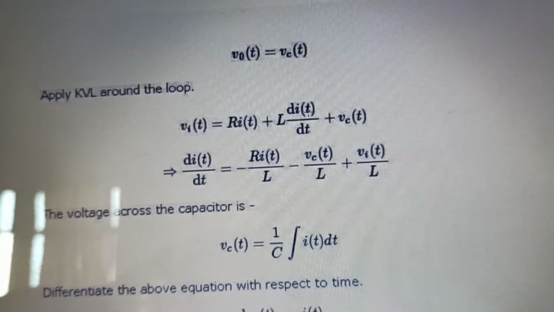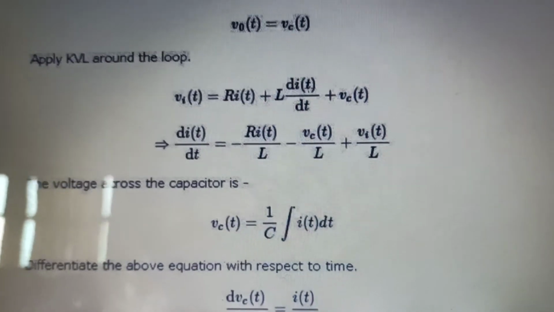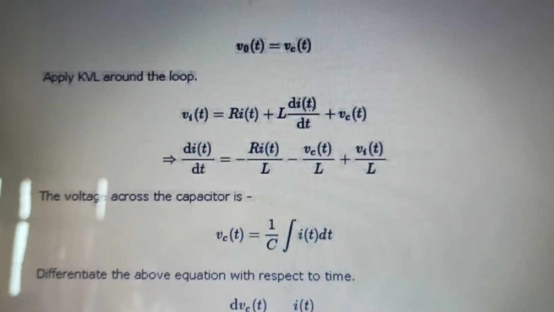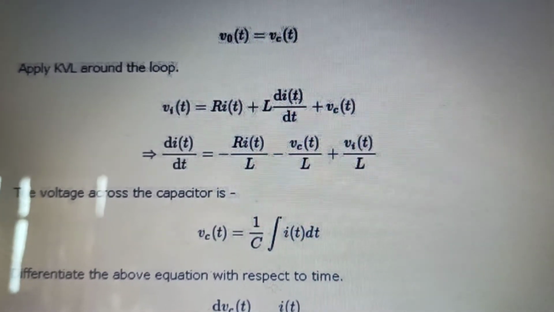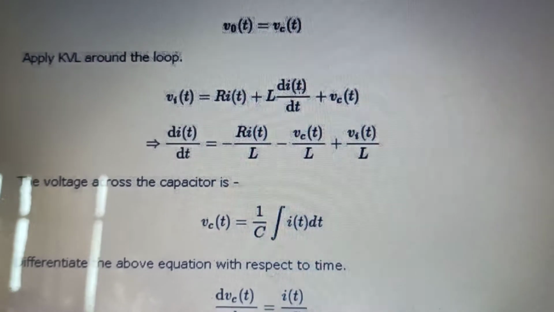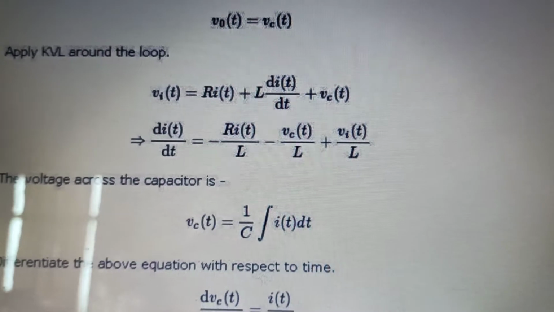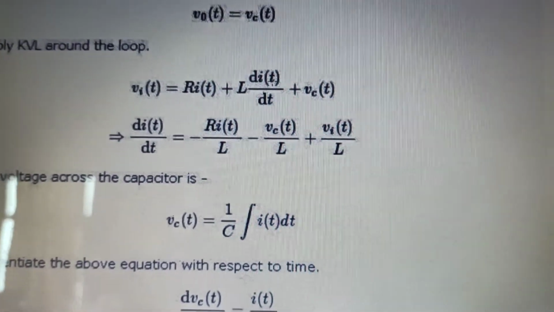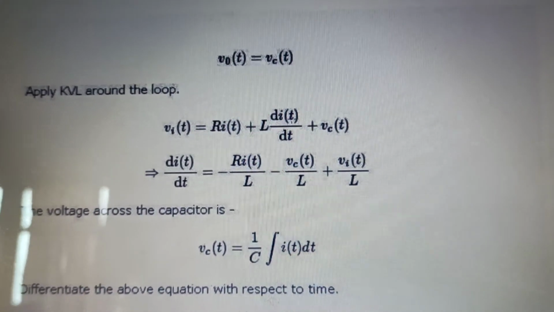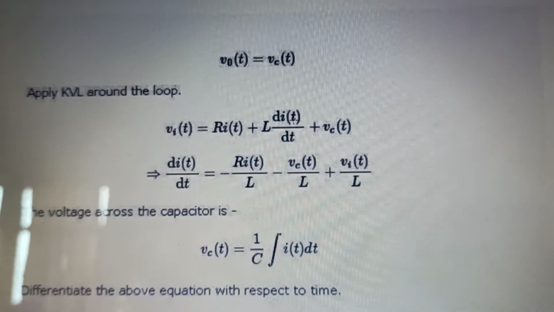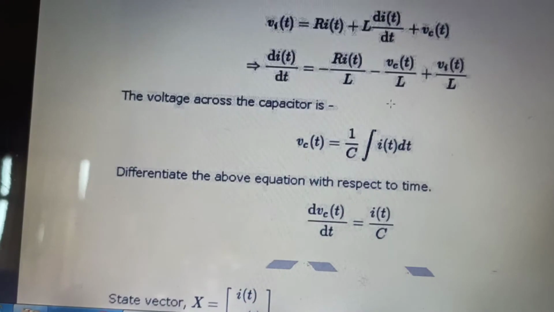So as I had already explained, the first equation can be formed as V_i(t) equals R i(t) plus L di/dt plus V_C(t). From this, by taking R i(t) and V_C(t) to the left hand side, we will get L di/dt equals minus R i(t) minus V_C(t) plus V_i(t). Then the voltage across the capacitor is V_C(t) equals 1/C integral of i(t) dt. I think till this point is clear.